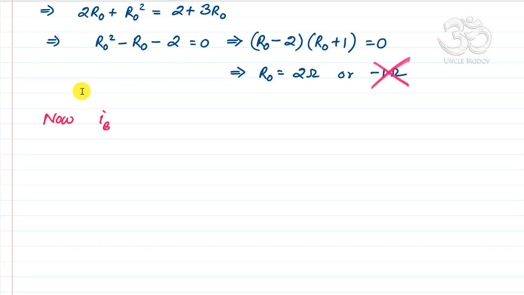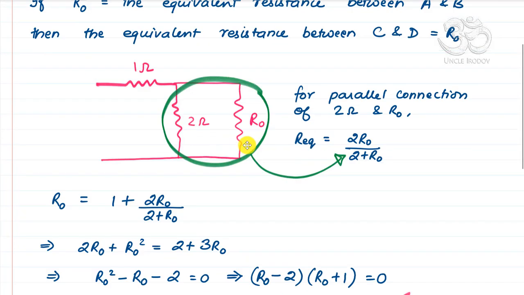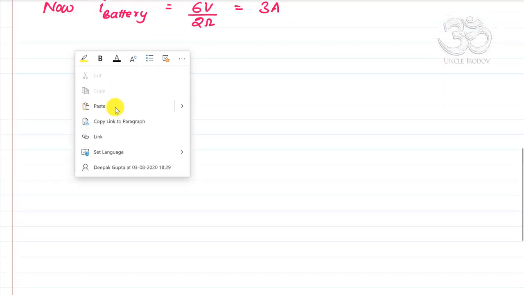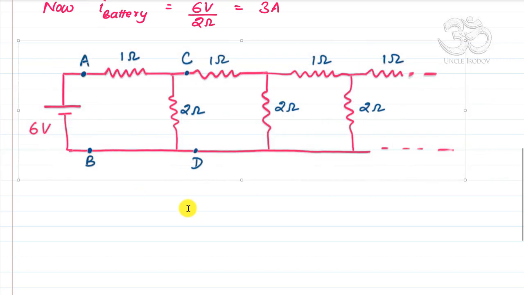So now the current delivered by the battery will be 6 volt by 2 ohm, and that's 3 amps. Okay, cool, not an issue with that. And let us now try to find the distribution of current. So let us copy this entire figure, paste it here somewhere, and see how the current will redistribute.